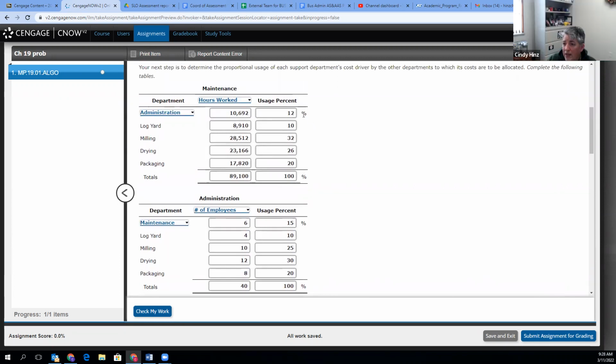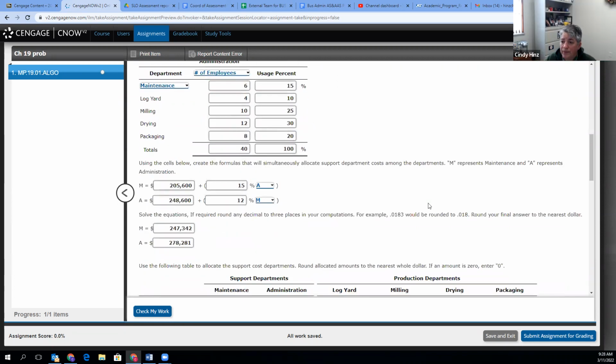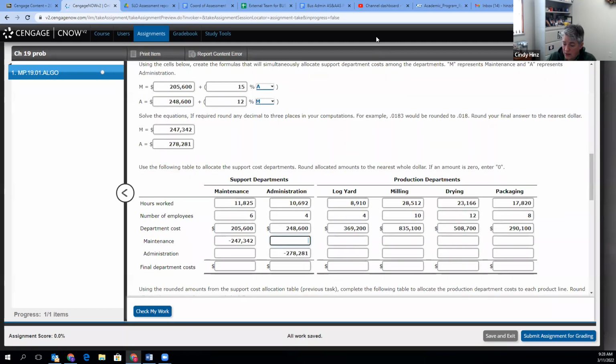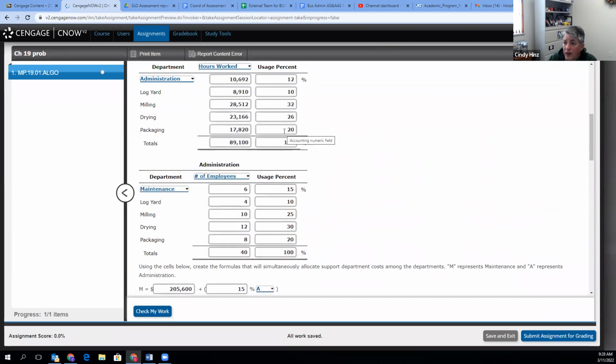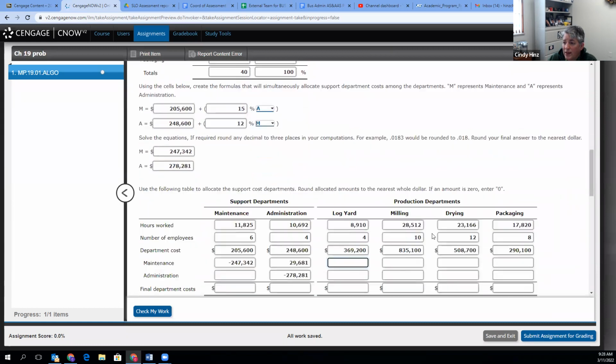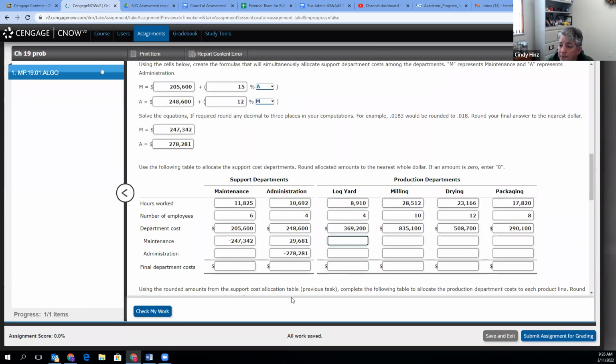So for maintenance, we're going to allocate 12% to administration. So we start with maintenance, the total cost of 247,342, and find 12% of that, and we're going to round to the nearest whole dollar, it says. So 29,681 is 12% of that total. And we're just going to do that same thing for each one of the production departments. So we have the percentages right here in this table, and we're going to use those percentages to allocate to each one of the production departments. And I'm going to pause the video and let you try that on your own.